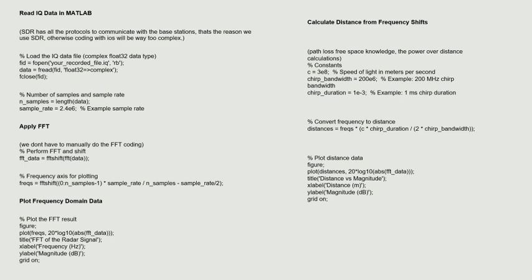Finally, distances are calculated using the radar equation. Constants like the speed of light, chirp bandwidth, and chirp duration enable conversion of frequency shifts into real-world distances. This assumes no path loss, idealizing signal propagation. The resulting distance data is plotted against magnitude to visualize the targets detected by the radar. And in the next slides, we'll see what that looks like.